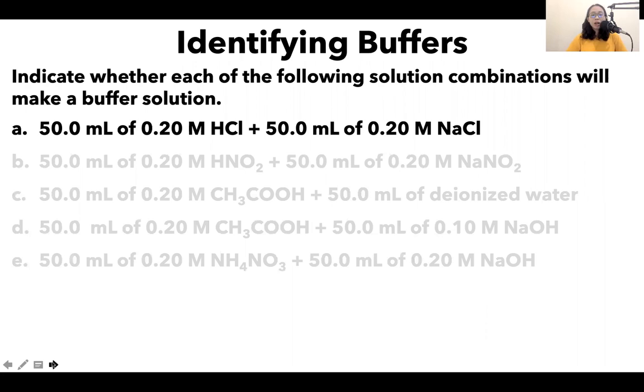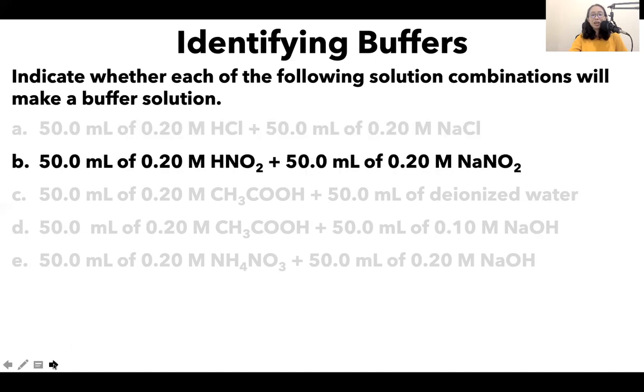Letter A, you have 50 ml of 0.2 molar hydrochloric acid and 50 ml of 0.2 molar sodium chloride. This is not a buffer. Why? Because your acid there is not a weak acid. HCl is a strong acid. Even if we find the conjugate base of HCl, which is the chloride ion from sodium chloride, this will not lead to a buffer.